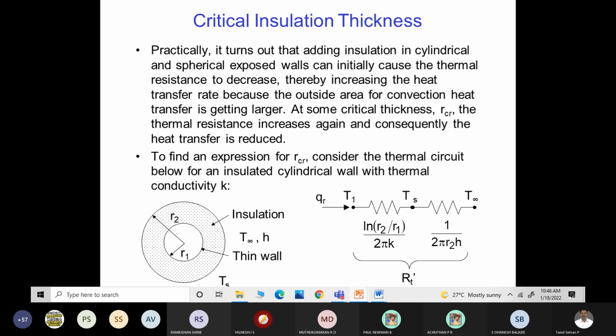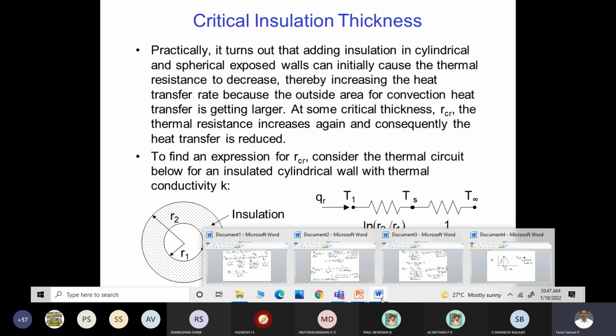Yes, sir. Because the radius increases in 1 by 2 pi r2, right? This r2 increases. Naturally, what happens? 1 by 2 pi r2. When this denominator value increases, what will happen to the resistance value? Decrease. Okay. And again, here also, you have natural log of R2 by R1. Again, there is an increase in value. So the thermal resistance reduces, and the heat transfer increases. That's why I have drawn this heat transfer curve.